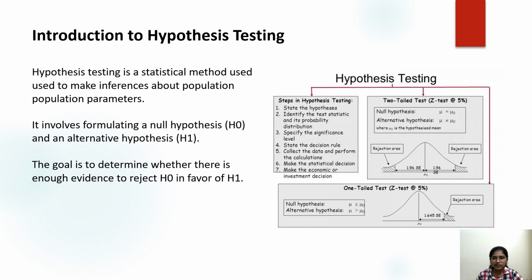Steps in hypothesis testing. First, state the hypothesis. Second, identify the test statistic and its probability distribution. Third, specify the significance level. Fourth, state the decision rule. Fifth, collect the data and perform the calculations. Sixth, make the statistical decision and make the economic or investment decision.